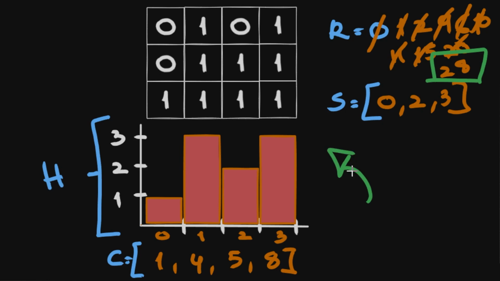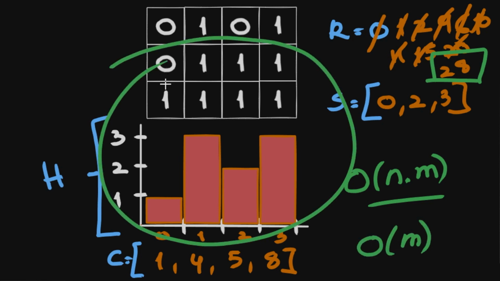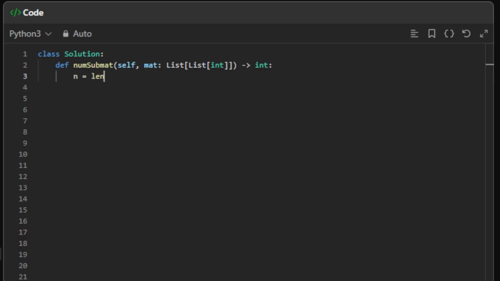So with this approach, time complexity is big O of n times m, and space complexity is big O of m. I know this can be complex at first, but I recommend you to take this step by step. So now let's go with the code and hopefully you will get the idea. First, n is the length of matrix, m is the length of matrix at index 0, the result is 0, and height is initially an array with 0 times m.